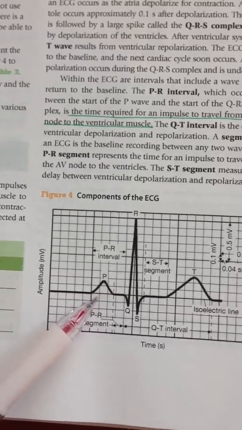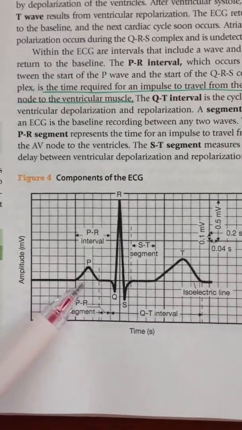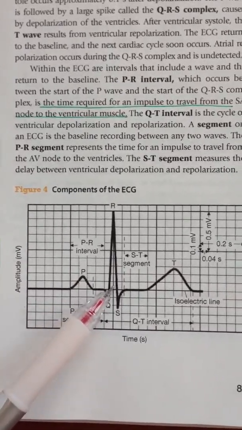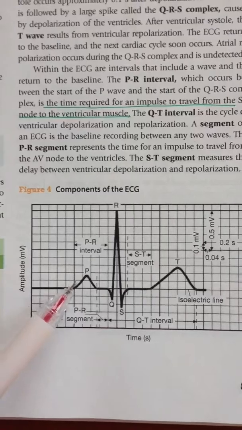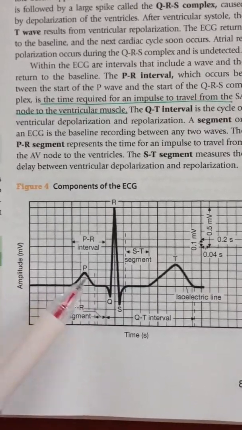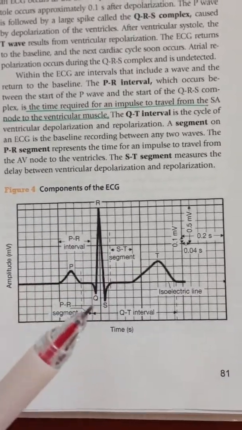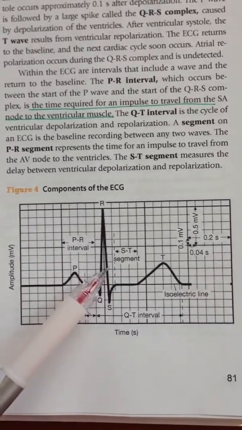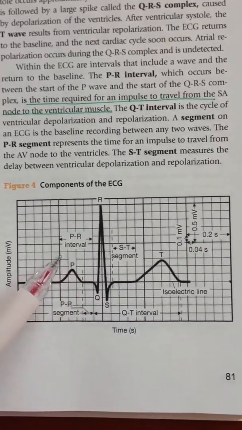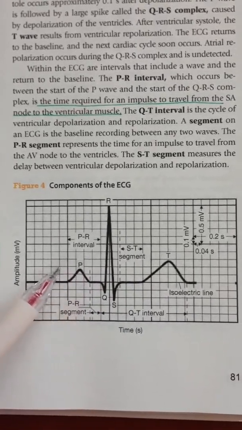In the P wave, there is atrial depolarization. The reason why this wave is much smaller than this wave is because this is where the atria are located, and this is located in the ventricles. The ventricles are much bigger than the atria, hence why the P wave is very small. So the P wave, again, is where the atria depolarize.